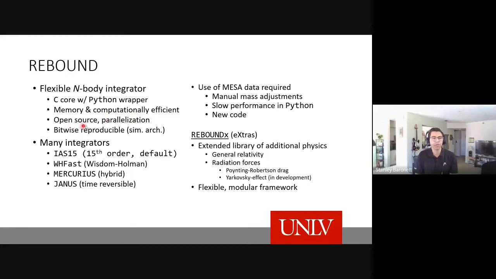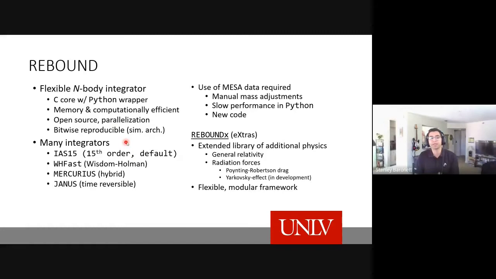It's also open source, and it supports parallelization, in case you want to do very long extended integrations or asteroid simulations with thousands and thousands of particles; you can parallelize this to get much better efficiency. Another unique thing is that it's bitwise reproducible. What that means is it has a simulation archive built in where you can stop and save the simulation you're running and resume it either on the same machine or on a separate machine, and you'll get the same results every time, which is very good for reproducibility.